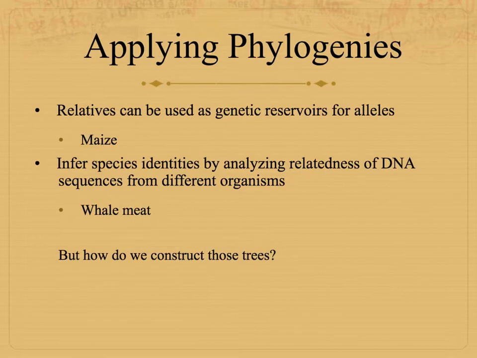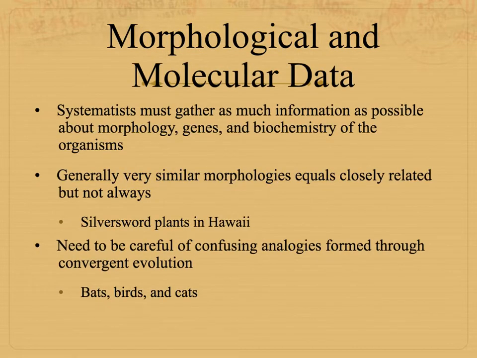Now we have to learn how do we actually construct these? What are the first steps? The systematists, which are the scientists who do this, first have to gather as much information as they possibly can about the organisms: morphology, genes, biochemistry, anything they can.